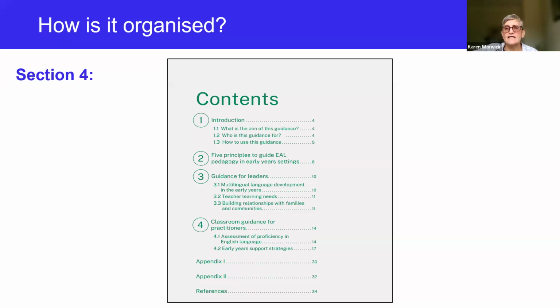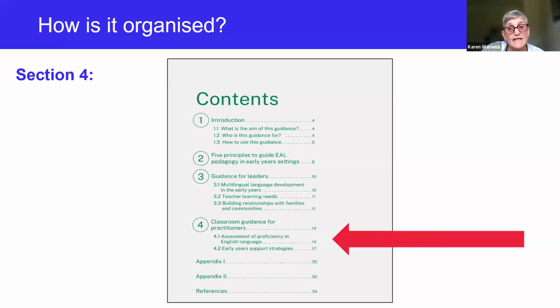And then our final section, section 4, is divided into two sections. The first section, section 4.1, is assessment of proficiency in English, and section 4.2 is then the early years support strategy. So this is very much the set guidance for practitioners now.